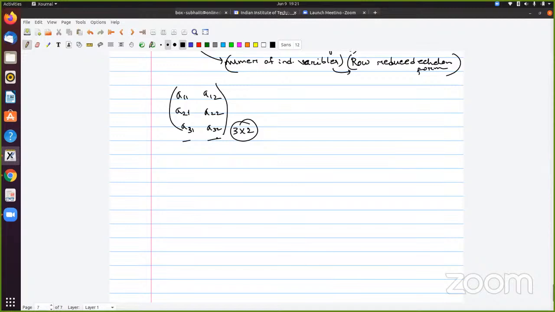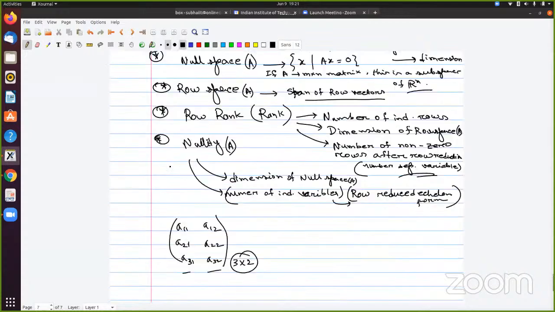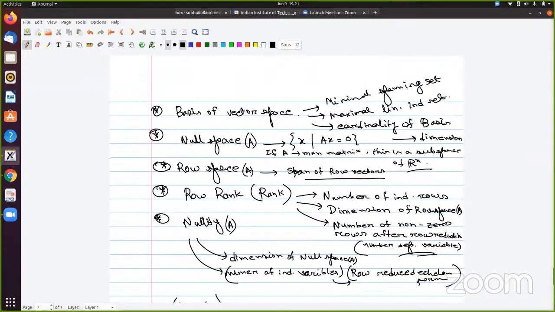So basically, it is bounded by the number of rows and columns, right? That is the maximum possible rank. Clear? Okay. Maximum rank will be 2. Yeah. All right. So this is basically what you need to know for rank and nullity of a matrix. Okay.